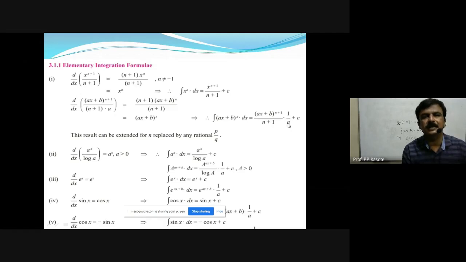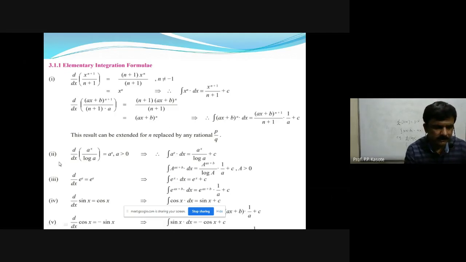Now from where this a came? The question is, from where this a we have written over there? The coefficient of x. The coefficient of x is what? A. Therefore, we are multiplying this term by 1 upon a, that is 1 upon coefficient of x plus c. Okay, please remember all the formulae carefully.